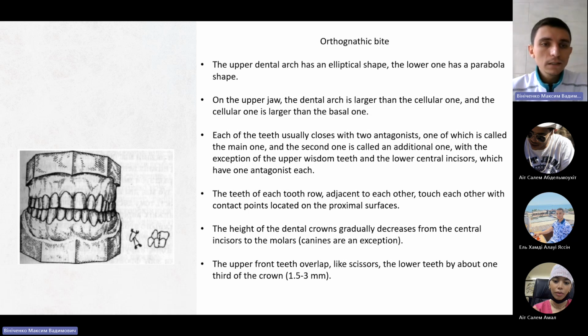If you read the literature in English, it is called an overbite and overjet. It is the distance between the upper and lower jaw in the sagittal plane. So the upper front teeth overlap the lower incisors like scissors. We call this an overbite, and normally it must be 1.5 to 3 millimeters, but that is only in adult patients. In children, it is different.